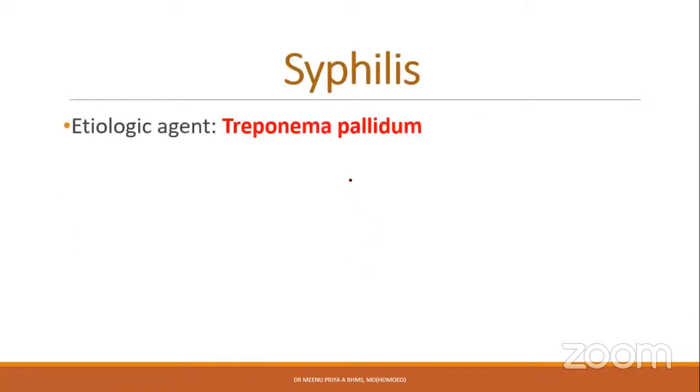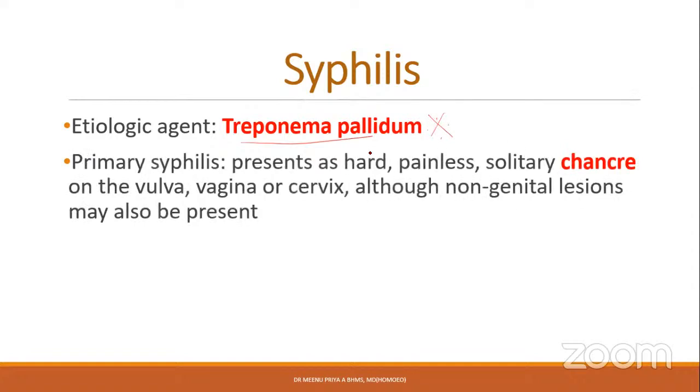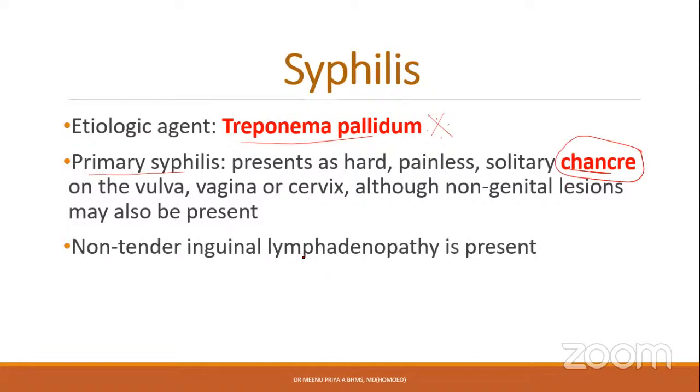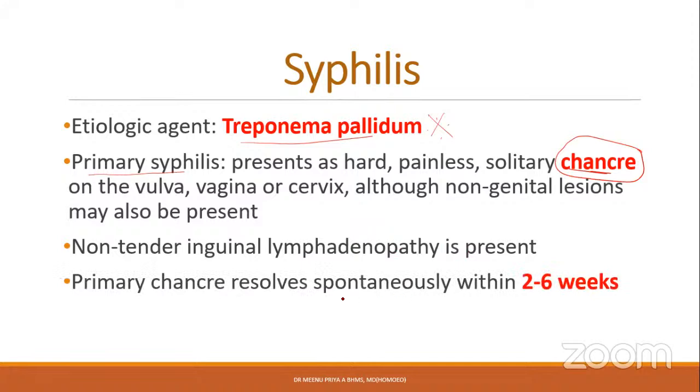Next is syphilis. So we all know syphilis is caused by Treponema pallidum, the causative organism, again important. And then primary, secondary, and tertiary syphilis are there. After a few slides, we will see a table I have made showing how it is presented. So primary syphilis presents as a hard, painless, solitary chancre on the vulva, vagina, or cervix, although non-genital lesions may also be present. So chancre is very important in syphilis. And then non-tender inguinal lymphadenopathy is present. Primary chancre resolves spontaneously within 2 to 6 weeks.